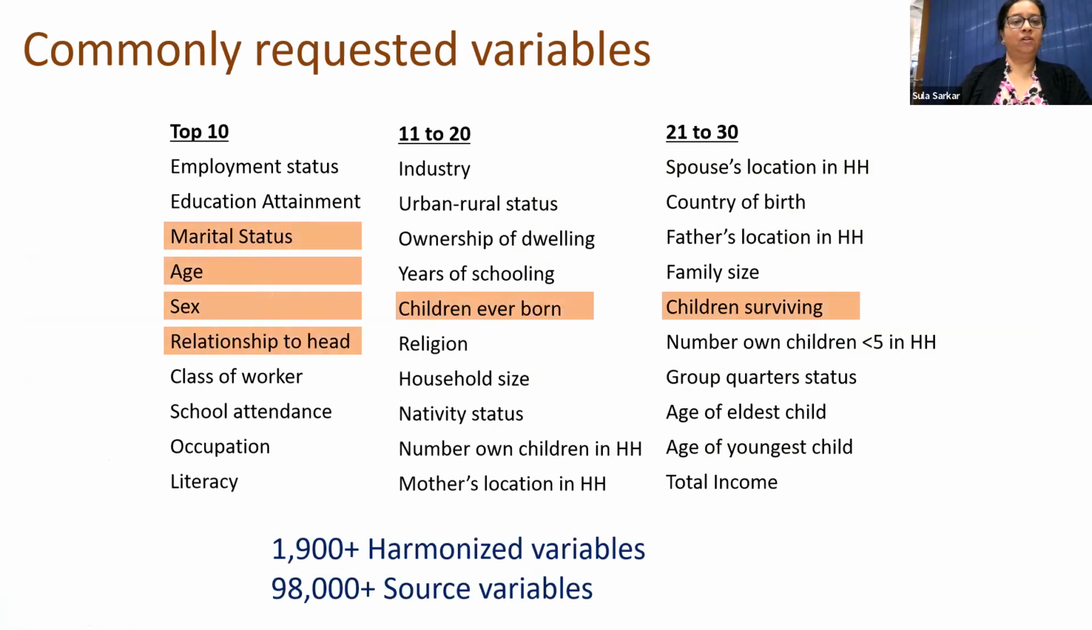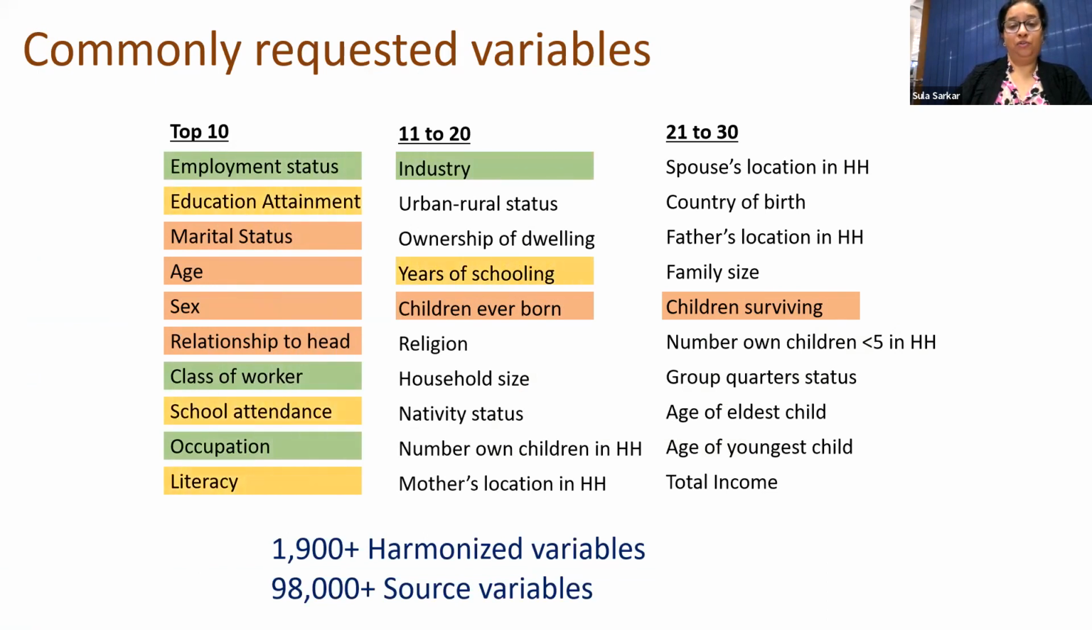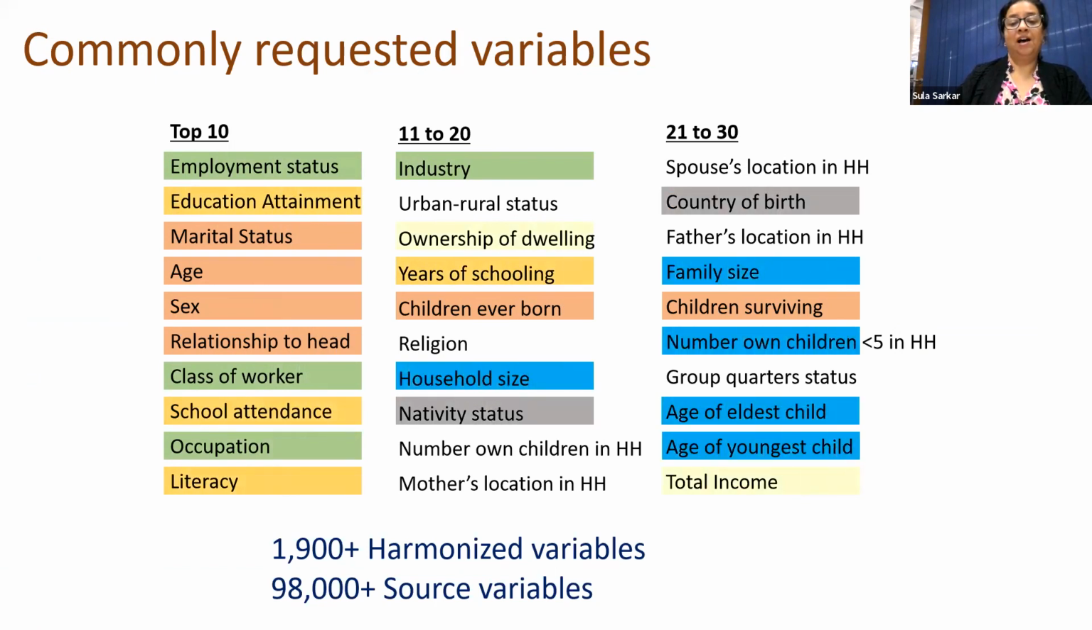Here are some of the commonly requested variables from the census and survey data sets. Basic demographic characteristics, employment and industry, education variables, income and dwelling characteristics, birthplace, then household size, age of eldest child, and then some of the pointer variables that I was talking about.